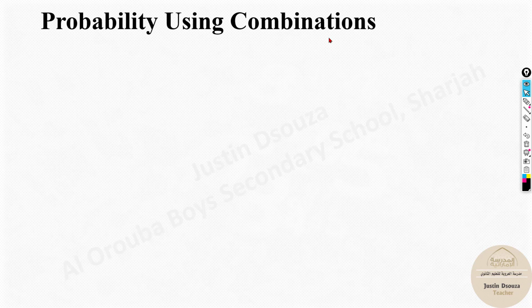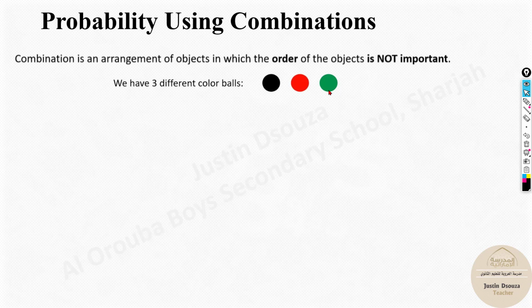Now we go to probabilities using combinations. This is another interesting one. Here the order is not important.